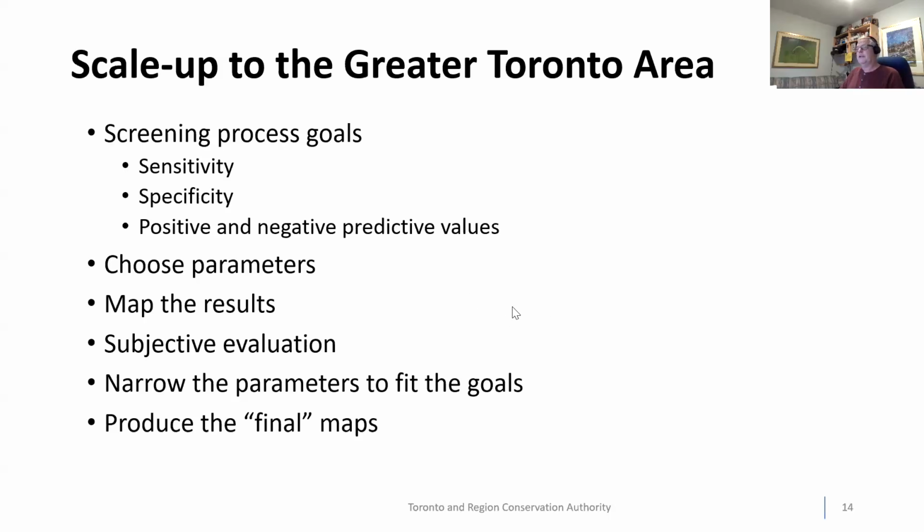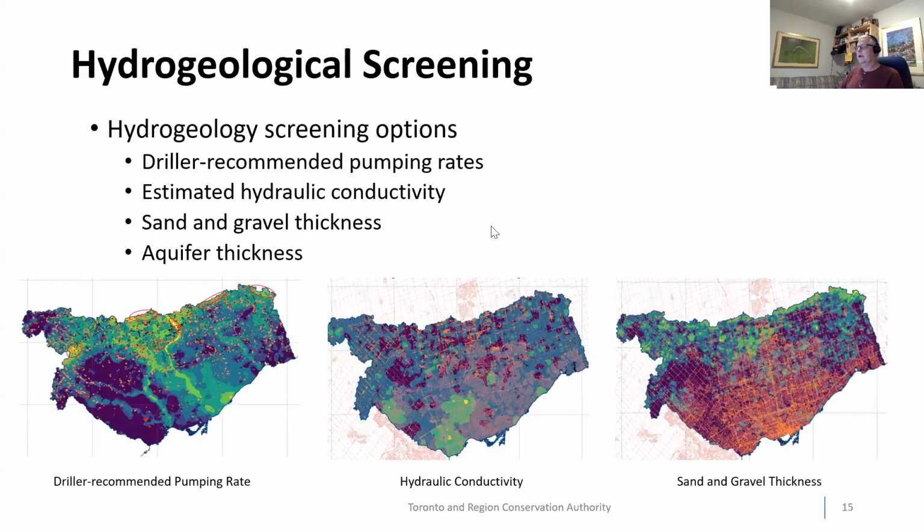So we looked at various parameters, mapped some results, did some subjective evaluation, and then narrowed the parameters to fit the goals to produce what I'll call the final maps. We're still not 100% done this, but the idea was to take these various options we had from the regional mapping and look at which ones provided the best answers to our questions. And we had examples like driller recommended pumping rates, estimated hydraulic conductivity, sand and gravel thickness, and total aquifer thickness.